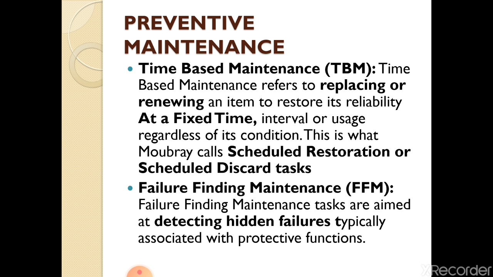For example, an electrical circuit system is complex and would require failure finding or detective tasks to be performed throughout the entire system. Now our question is how to find the hidden failure. The hidden failure can be found through an alert or alarm system or shutdown system. Shutdown is when there is an overload, etc. So this is how you find the hidden failures. So failure finding maintenance tasks are aimed at detecting the hidden failures typically associated with the protective functions.